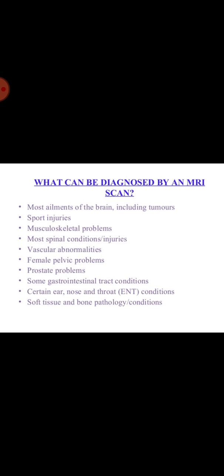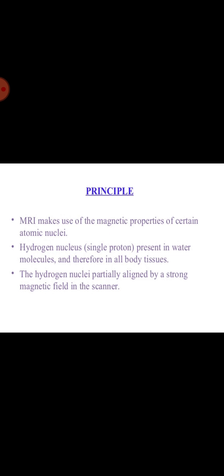An MRI scan can be used for diagnosis in particular people, for most ailments of the brain including tumors, sport injuries, musculoskeletal problems, most spinal conditions and injuries, vascular abnormalities, female pelvic problems, prostate problems, and some gastrointestinal tract conditions, certain ear, nose, throat, ENT conditions, and soft tissue and bone pathology conditions.